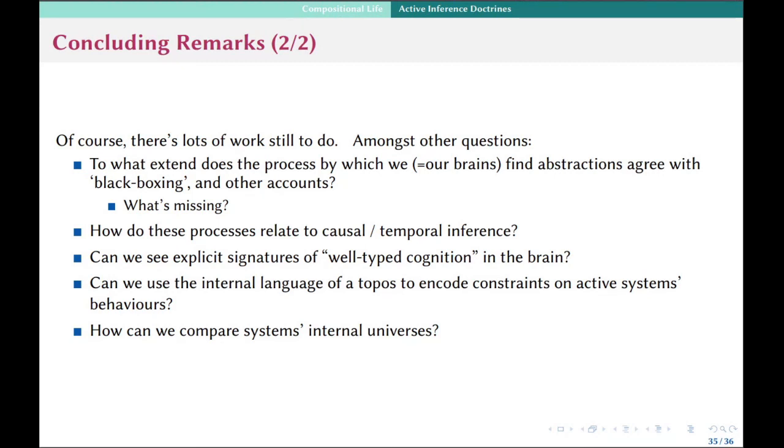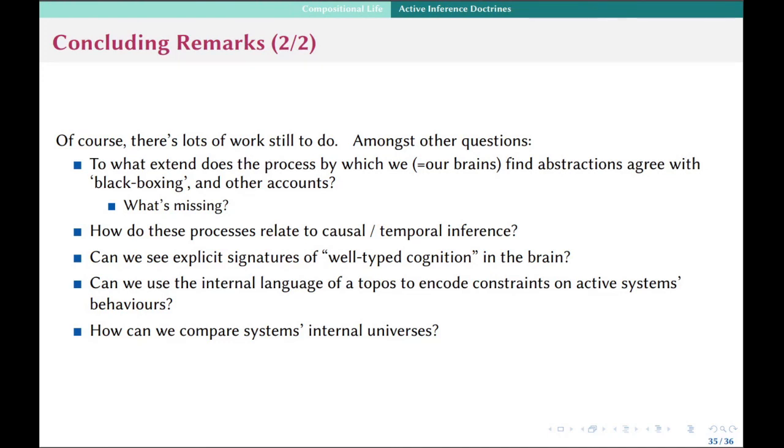Can we see explicit signatures of the kind of cognition that I'm pointing out in the brain itself, its compositionality, the kinds of representations that are required? How, if we can, do we use the internal language of this topos, that is this internal universe in my head, to encode constraints on the behaviors of active systems, possibly like AIs, but also including corporations, or if we're interested in biological design, it's a similar thing.